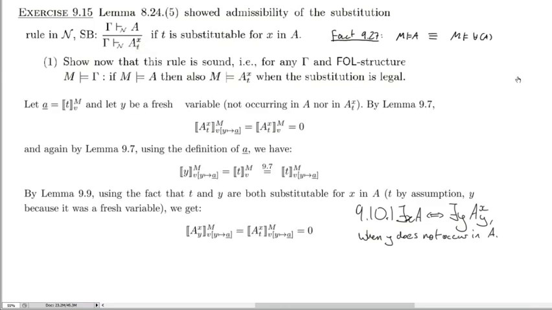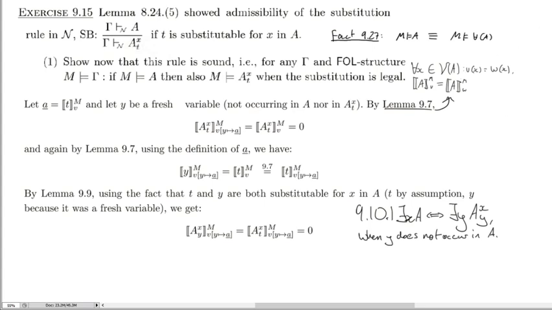Okay, hopefully you attempted to finish the proof with these hints. What we're going to do is, we have assumed that this equals 0 here. This was the assumption, that there is some valuation V which values it to 0. And then we're going to use Lemma 9.7. Lemma 9.7, let me bring it up here.